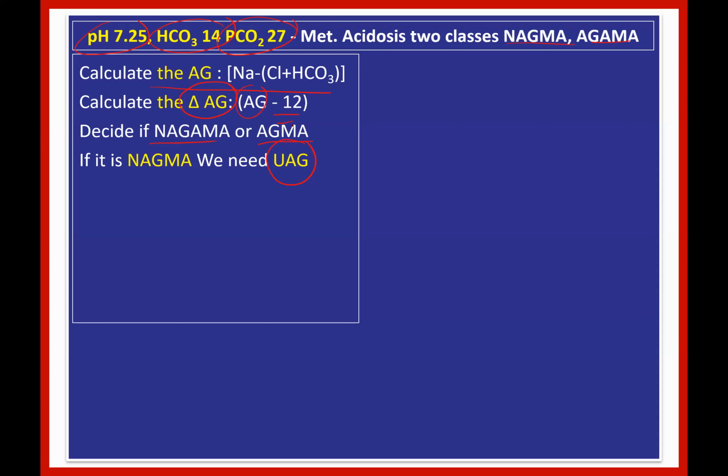If it is negative, we are dealing with the gut. If it is positive, it is renal tubular acidosis and the kidney. How do we calculate the urine anion gap? Urine sodium plus potassium minus chloride.